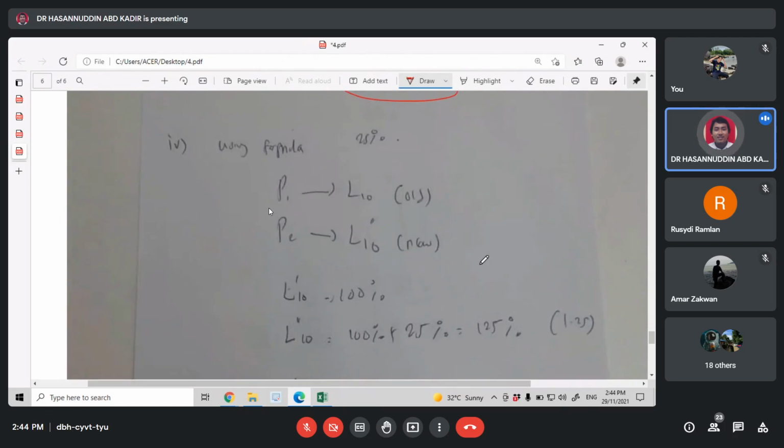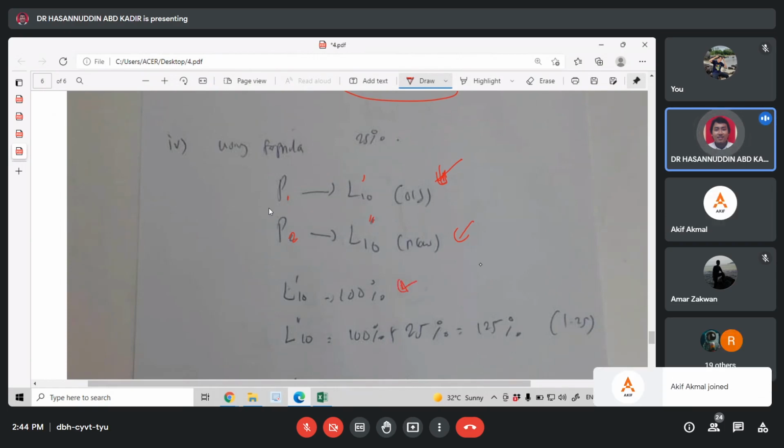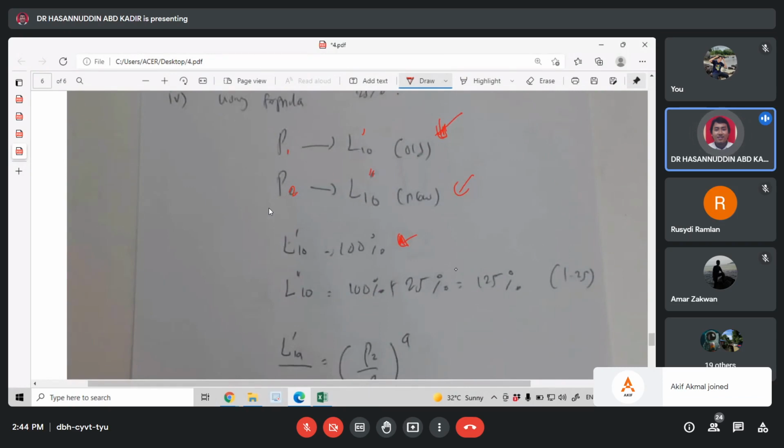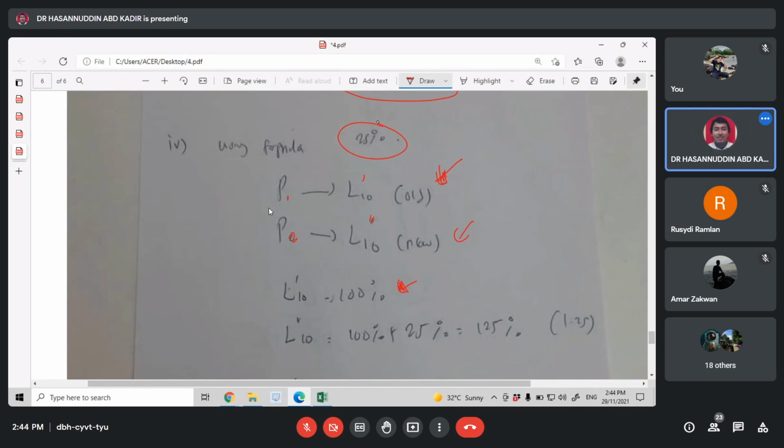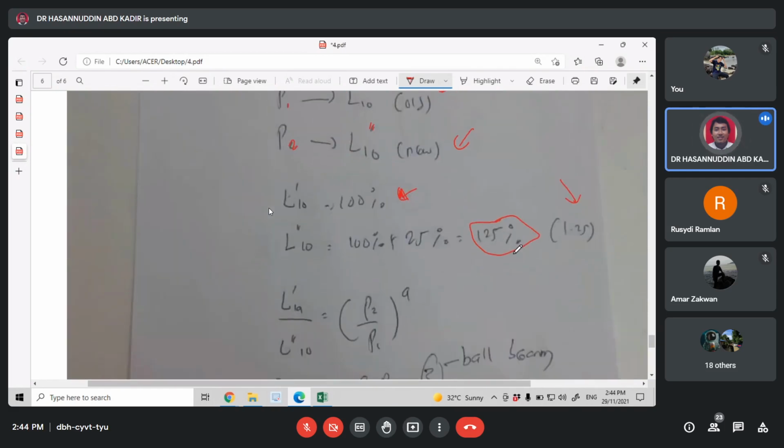We apply this formula. Okay, kena ingat from the formula tu P1 dan juga L10 prime ni adalah yang bahagian yang lama punya, old one. Then we have a P2 dan L double prime is for the new. Okay, this L10 prime is we said the 100%. Then they try to increase this one from the 100% to the 125% because they mention the 25% increase. So we must have plus this one 125 so you can get the value of 1.25 here.